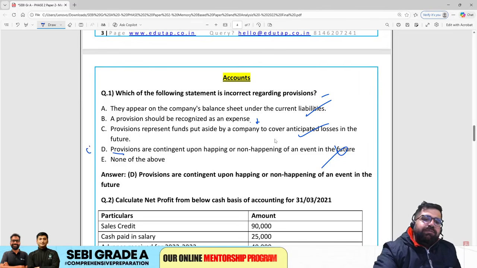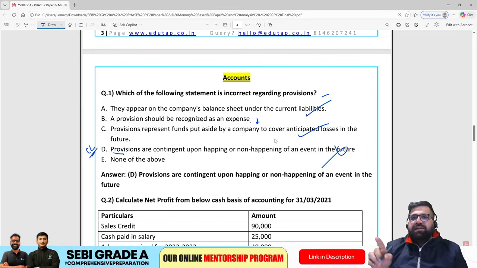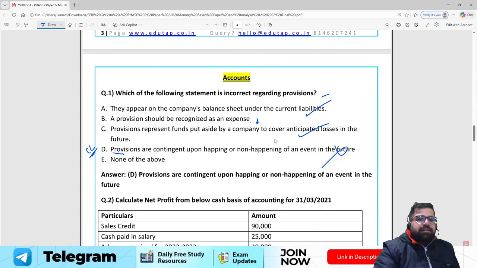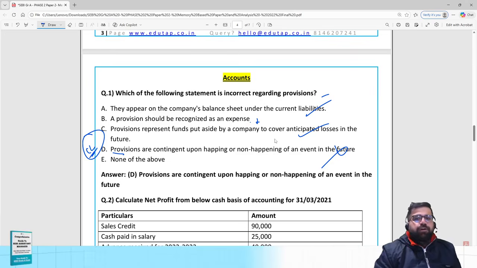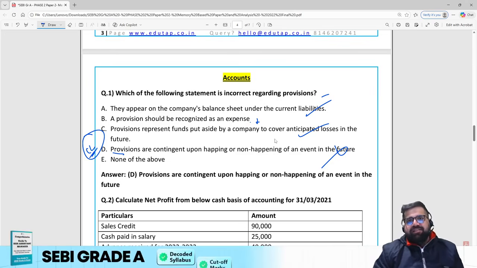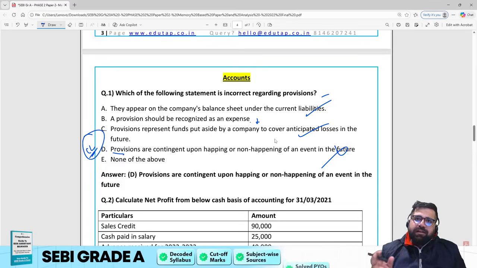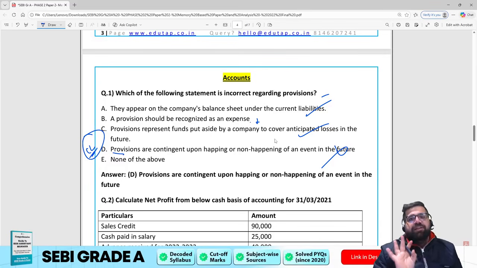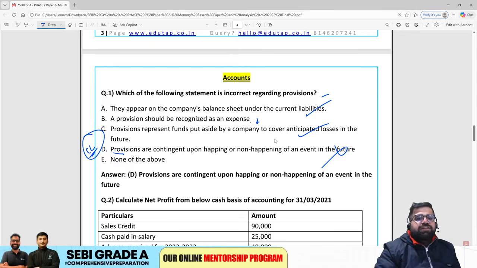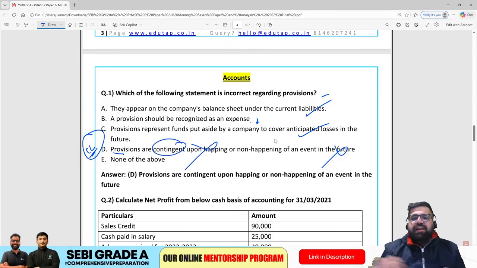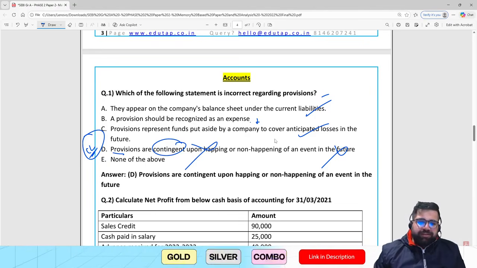Because contingent liability is contingent. Contingent means that something will happen or something will not happen. That is contingent liability, not a provision. Like for example, provision for doubtful debts. I have created a certain buffer amount. Now I'm sure that it will happen. People will be defaulting as debtors. But what amount will be there, that I'm unsure. But the event will take place. So you cannot say that provisions are contingent. Therefore, D is eliminated and D will be the correct answer.